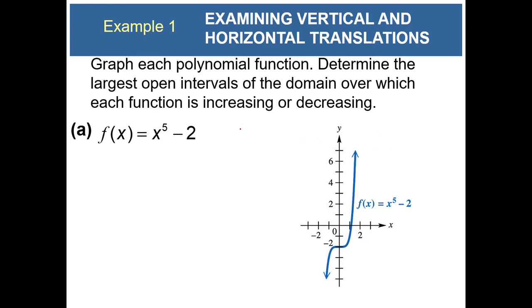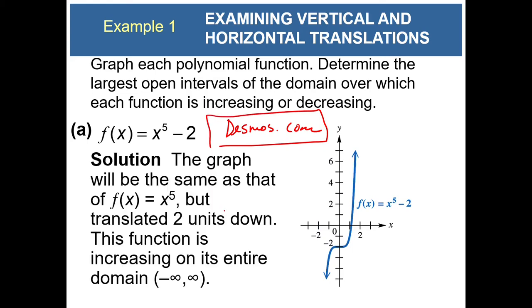Now if you want to graph these on a computer, you can go to desmos.com. It's a good resource to graph these expressions. The graph will be the same as the function f(x) = x^5, but it's translated 2 units down. This function is increasing on its entire domain, from negative infinity to infinity.